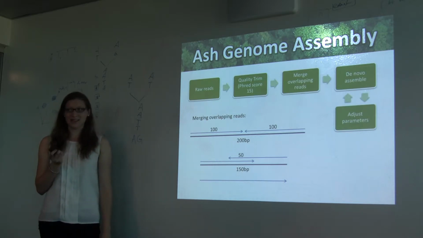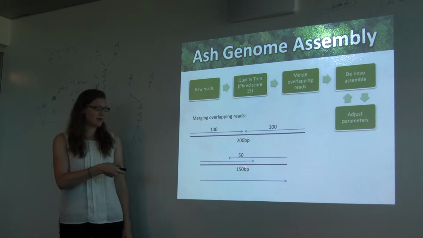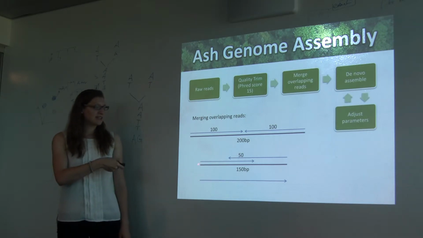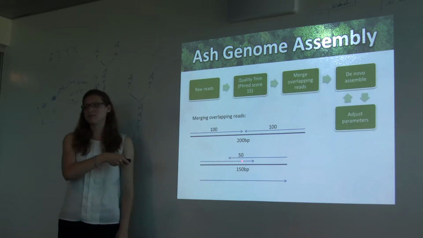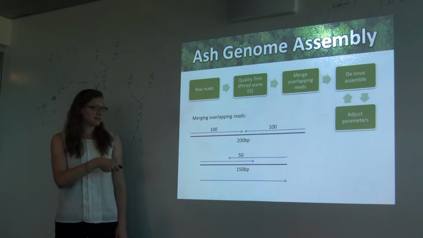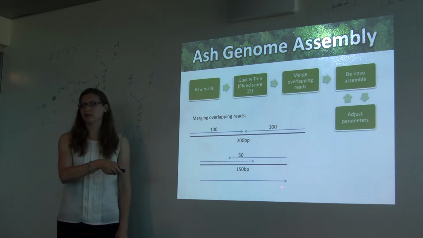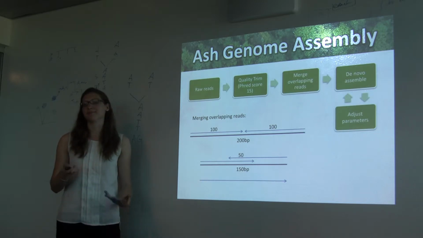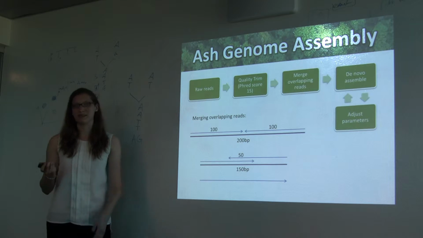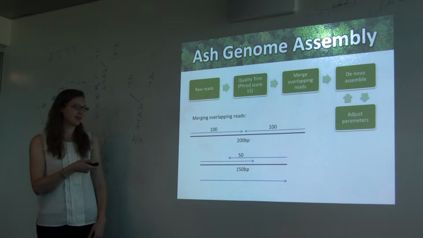So if you get a smaller insert DNA, say 150 base pairs, your reads are still 100 base pairs. So they end up overlapping by 50 nucleotides in the middle. And then you can actually merge these reads together and just get one long read, which helps by reducing the amount of data that you have and reducing the complexity of the de novo assembly algorithm. So it kind of helps.